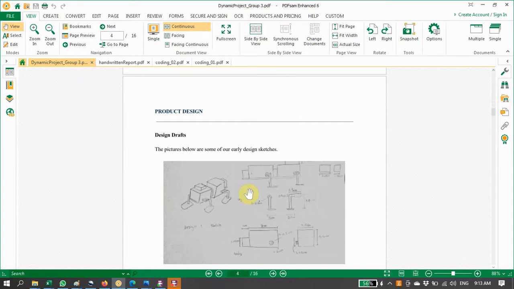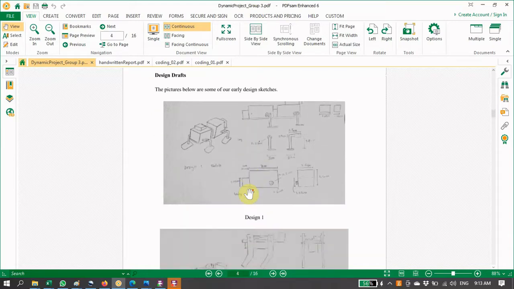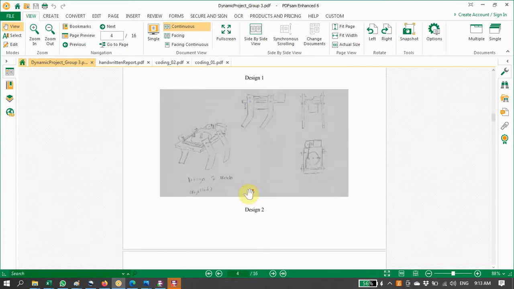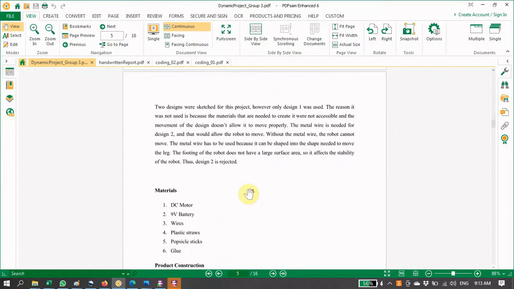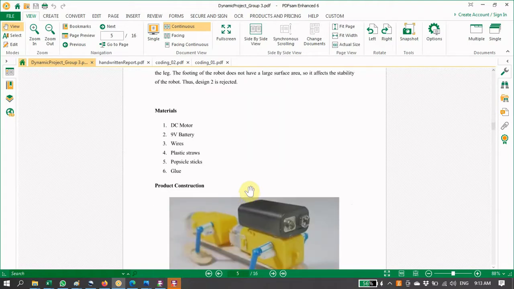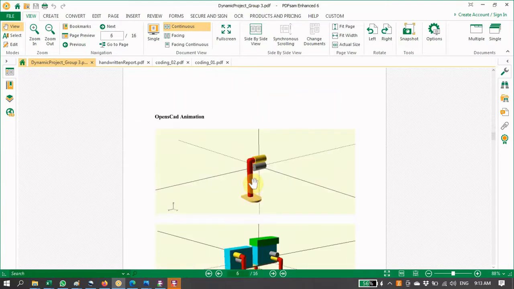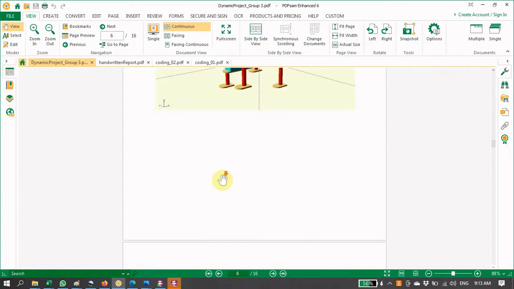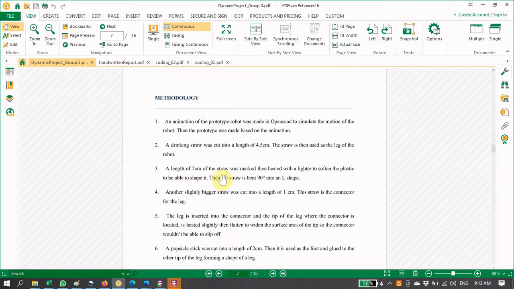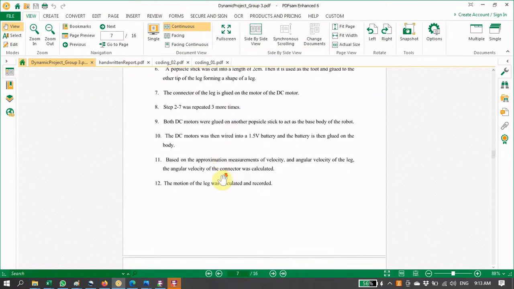divided into product design, and in this step they place the design draft, the conceptual design. We have about two designs there, and then they list down all the materials and the construction of materials. We have here a complete geometry, and then they also prepared a three-dimensional representation using OpenSCAD and did some animations. They also put some methodology here, how to fabricate this part, right?